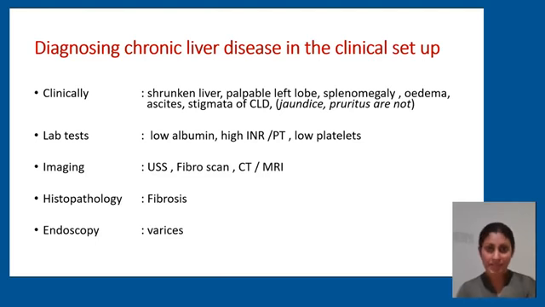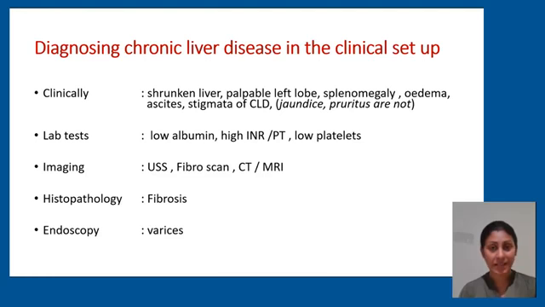Low platelets as a result of splenomegaly and portal hypertension would suggest chronicity. Imaging, the ultrasound scan might indicate increased echogenicity, coarse nature of the liver, though it is not specific, it might help you. Fibroscan, again, the degree of fibrosis, CT and MRI might tell you the chronicity of the liver disease.